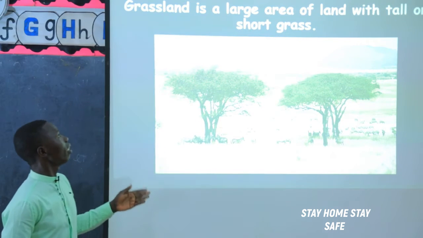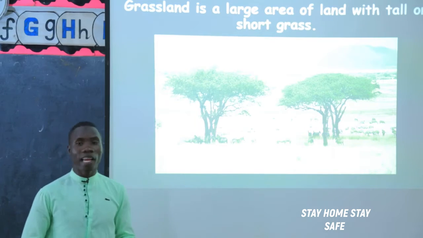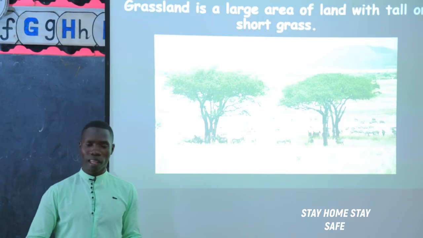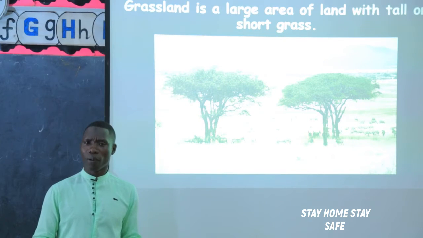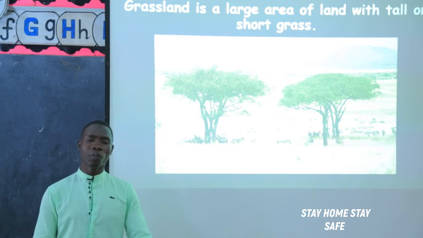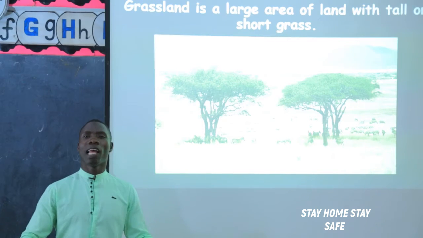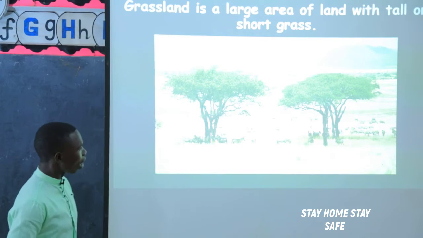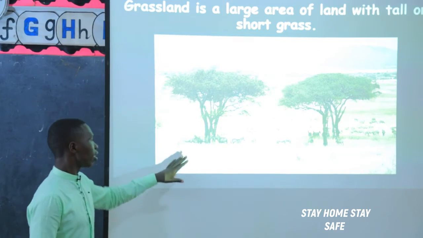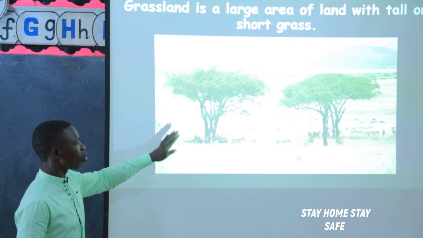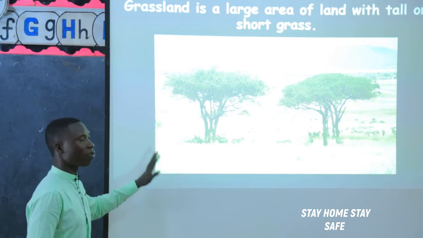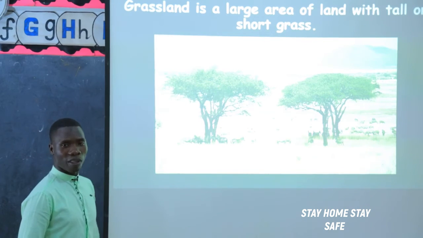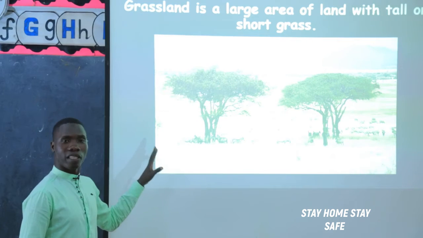When we talk about grassland, this is how it looks like. Grassland simply is a large area of land with either tall or short grass. That's what we call a grassland. Now this is how it looks like. You can see this place. It has scattered trees and it has a lot of grass. And this is what we call grassland.